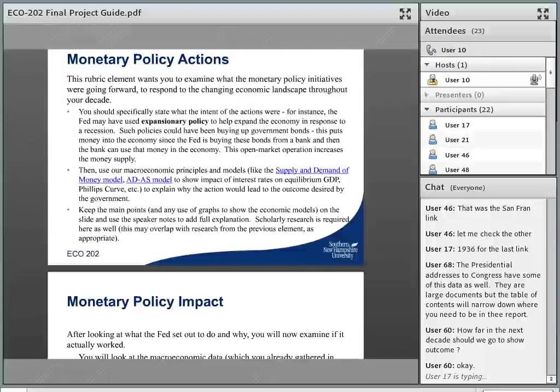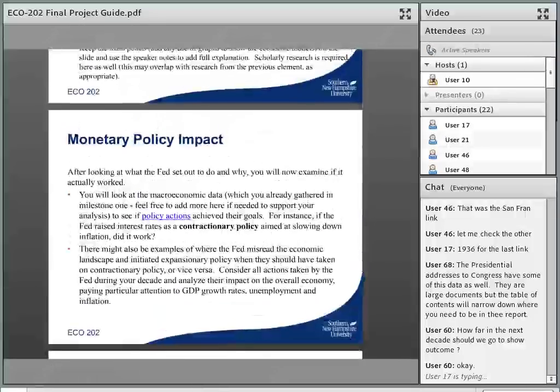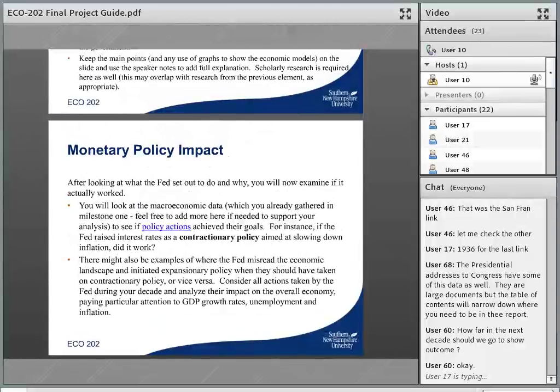And then also, if let's say you're doing the 80s and you're looking at a policy that the Federal Reserve did in the early part of the decade, obviously the results of that are going to play out within your time period. So hopefully that answers your question.